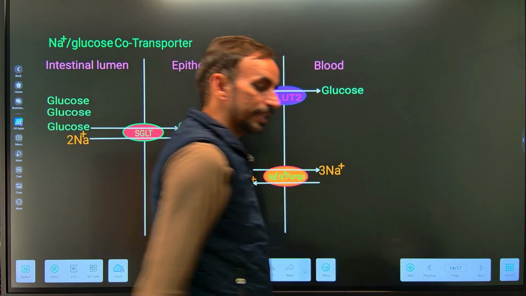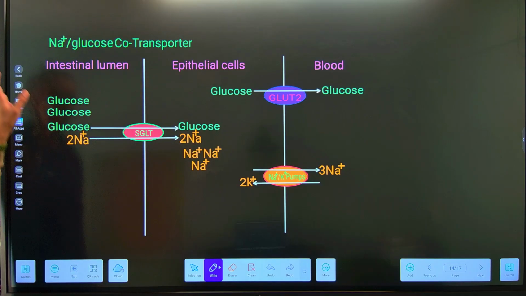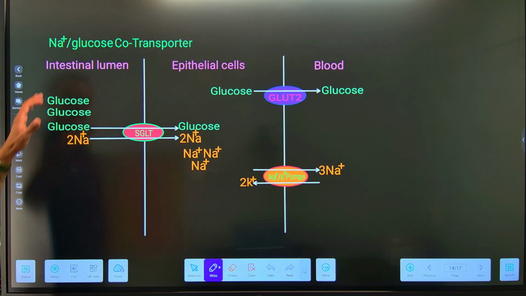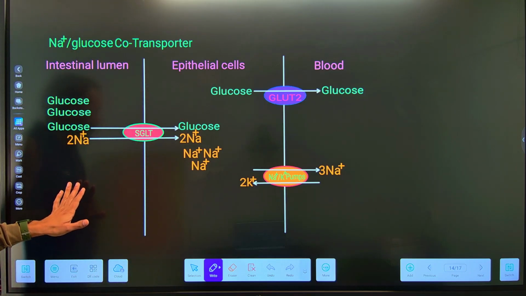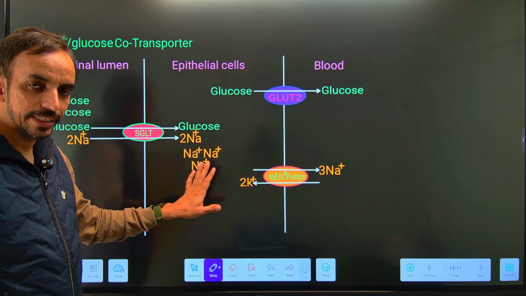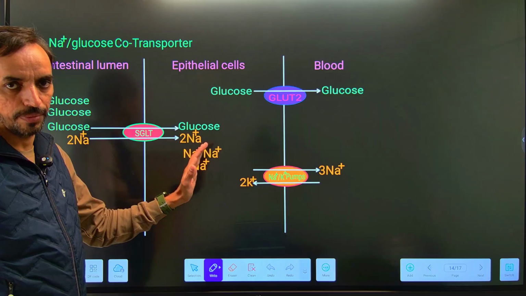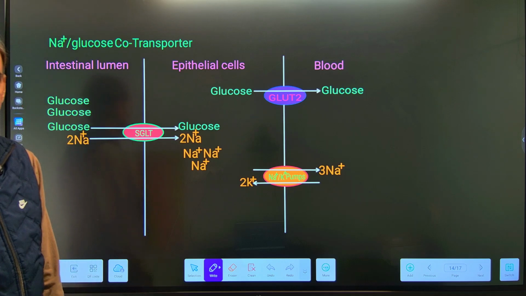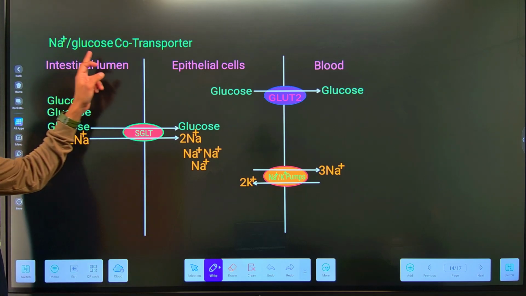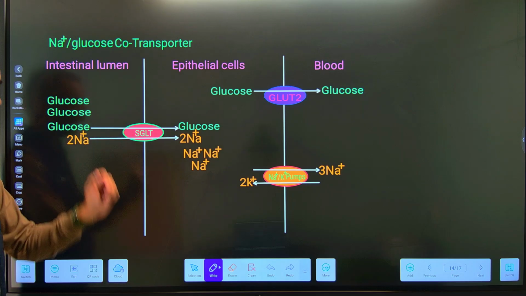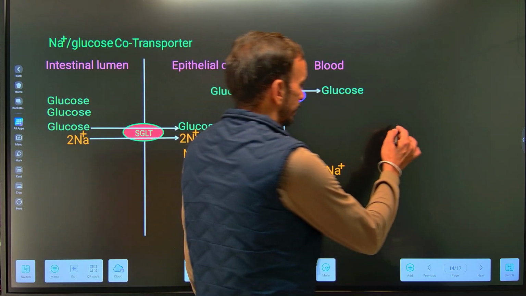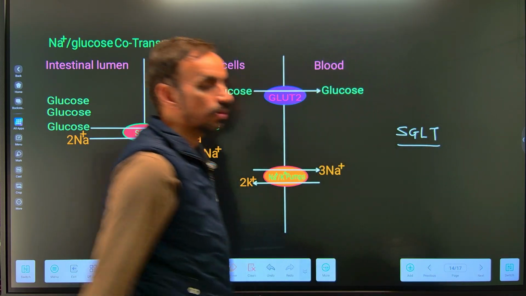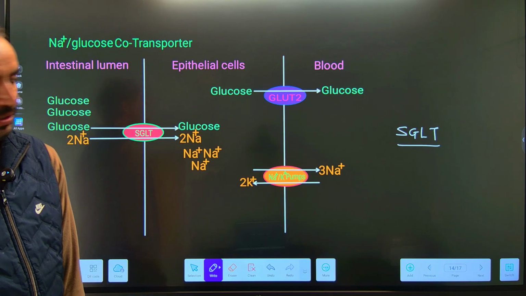So if we talk about the next example, it is very much important, that is the sodium glucose co-transporters. Suppose we are having the intestinal lumen over here. We are having epithelial cells which absorb the glucose from the intestine, and then there is a transportation of glucose into the blood. Here we are having a sodium glucose co-transporter which is known as SGLT. Now what is SGLT? It is sodium glucose linked transporter, है ना.